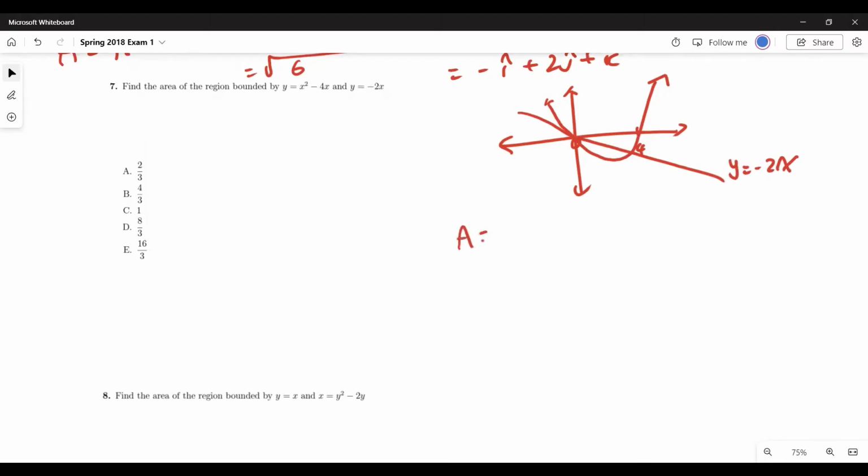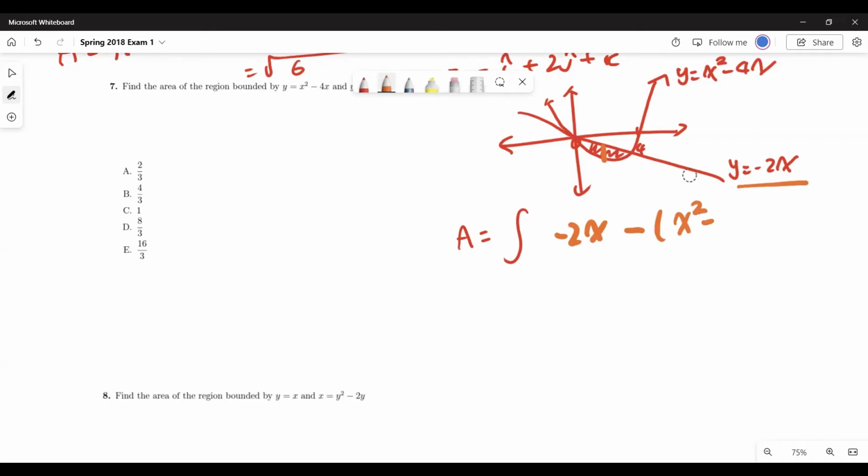Area is simply the heights of the curves. So negative 2x is here, and y equals x squared minus 4x is right there. And the region is bounded by those two lines, and the height is this line, right? So that height is simply the bigger height: negative 2x minus (x squared minus 4x) dx, integrating, and then we want to find the intersection points to find this point and that point.